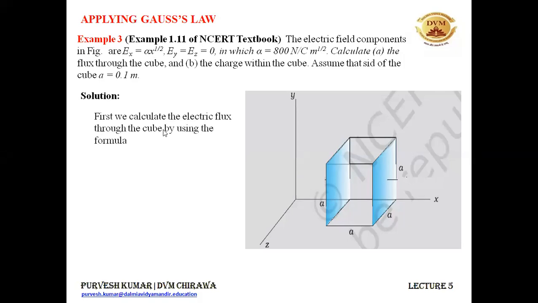Let's do the solution. First, we calculate the electric flux through the cube by using the formula phi E is equal to integral of E dot ds. We know that the electric flux linked through any surface is given as E dot ds. All right. And here we are having 6 surfaces. A cube has 6 surfaces.